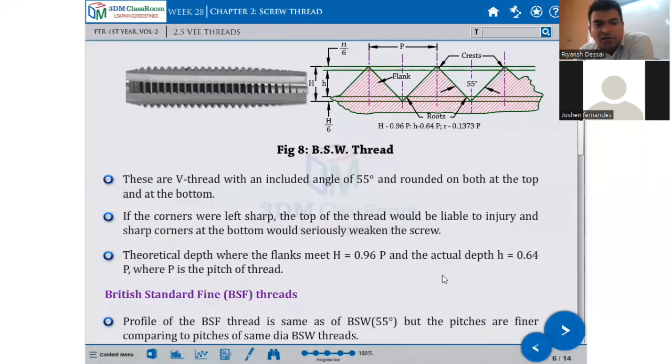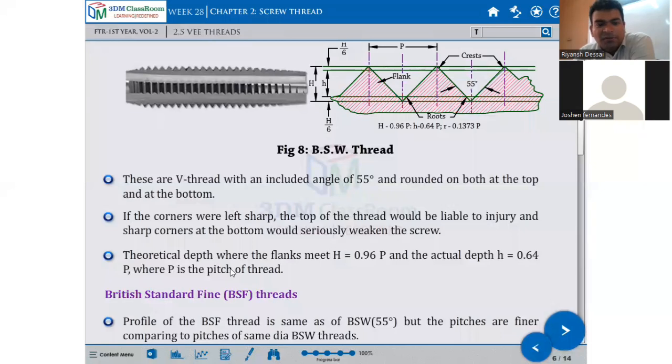These are the V threads with an included angle of 55 degrees and rounded at both the top and bottom of the thread. If the corner were left sharp, the top of the thread would be liable to injury, and a sharp corner at the bottom will seriously weaken the screw. The sharp edge can cause some injury also, and sharp corners at the bottom will seriously weaken the screw.